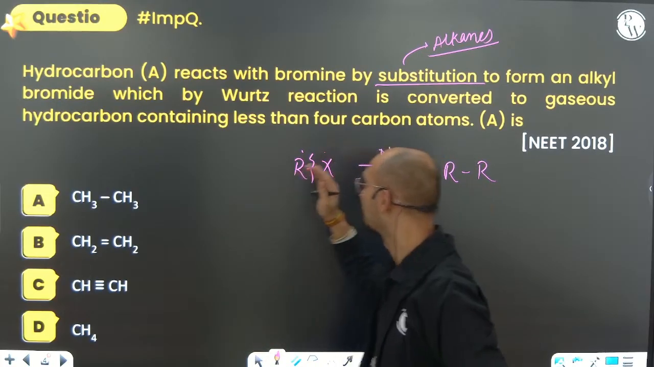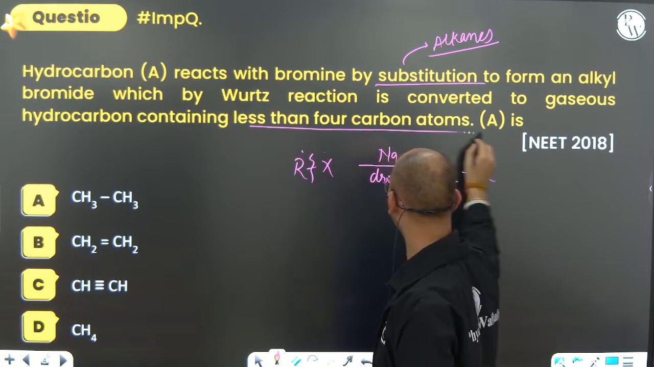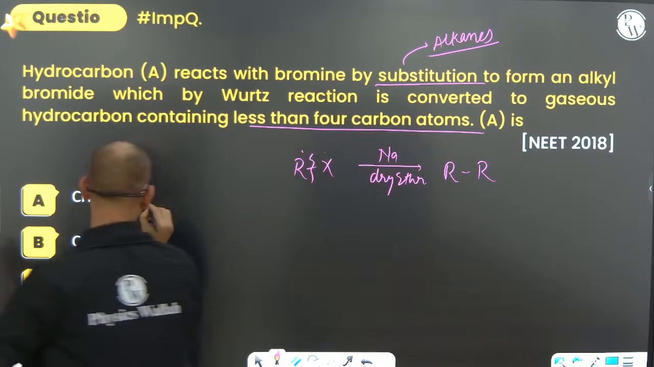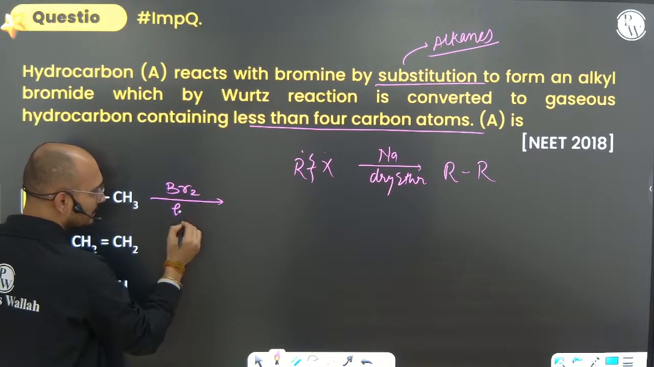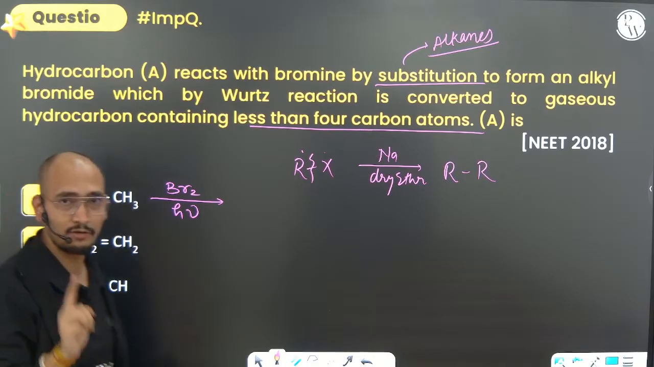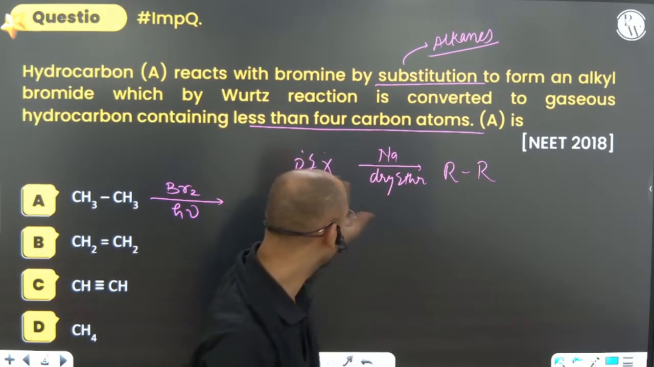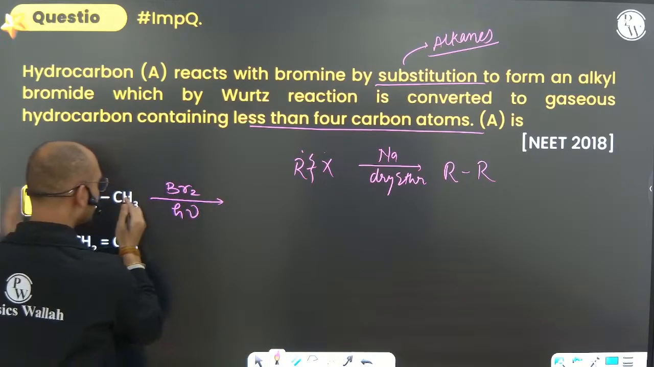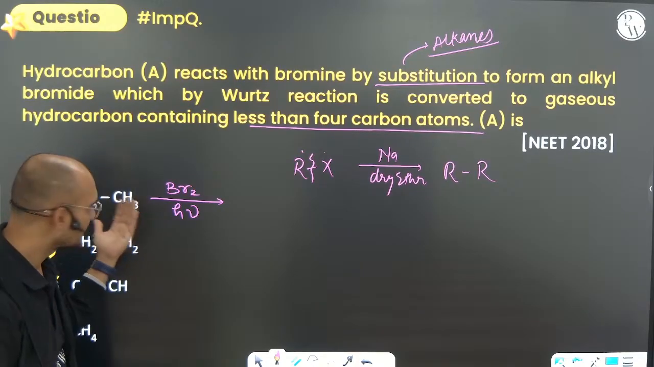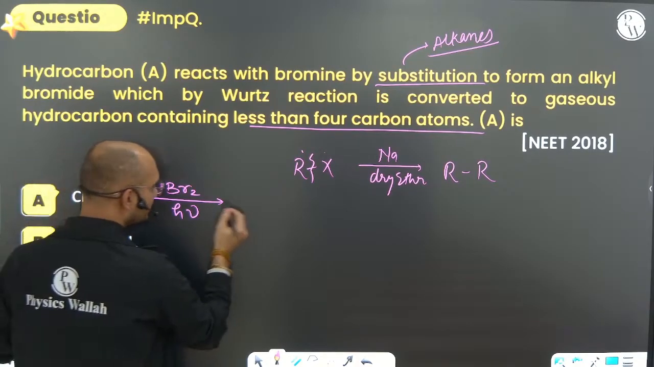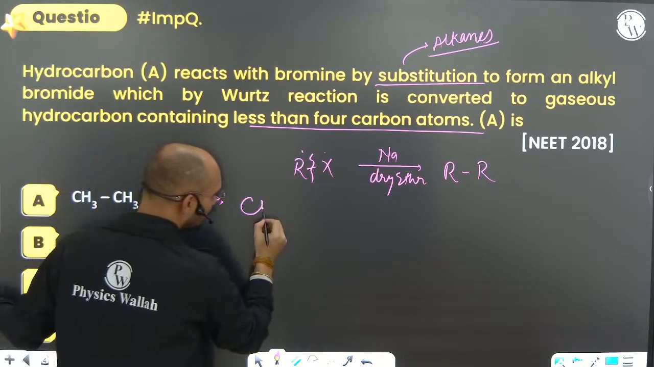Let's see. Wood's reaction converts it into a gaseous hydrocarbon containing less than 4 carbons. First question: can it react with bromine, or is halogenation possible? Yes, in the presence of hv, sunlight, or heat. This will always be given. Of course, we can see that this hydrogen and this hydrogen are both equivalent hydrogens. So either you substitute this hydrogen or that one, not a big deal. So what will this convert into?